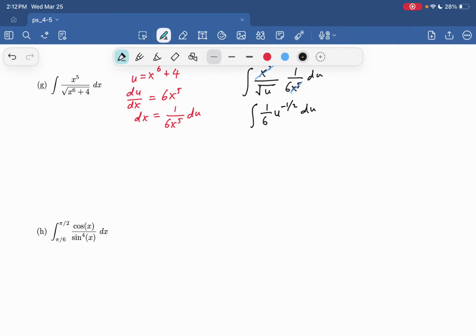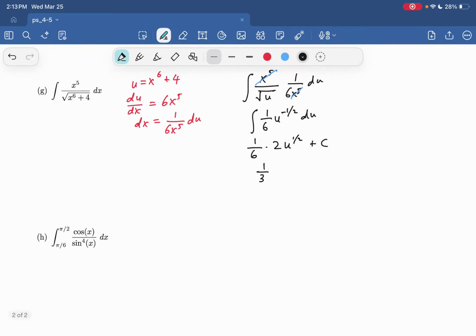Okay, then the power of negative half will raise by 1. And so the integral of u to the negative half is 1/6, and then times the coefficient of 2, because it's 1 over 1/2, which is 2. So it's 2u to the 1/2 plus c. So we have 1/3 u to the 1/2, and u is originally x to the 6 plus 4. So we're left with that as our final answer. And we should have a plus c because this is an indefinite integral.